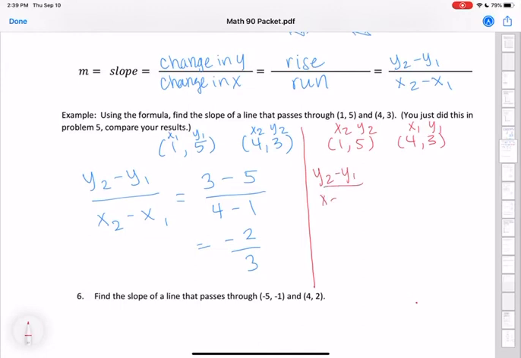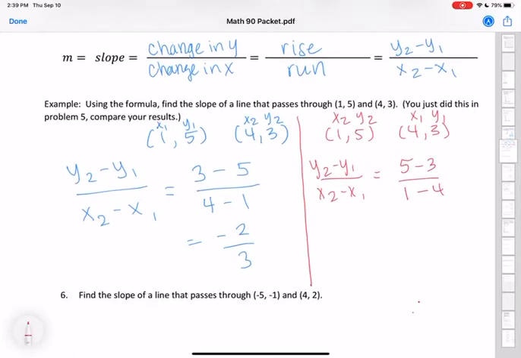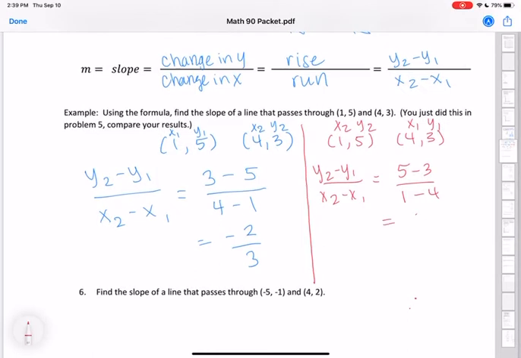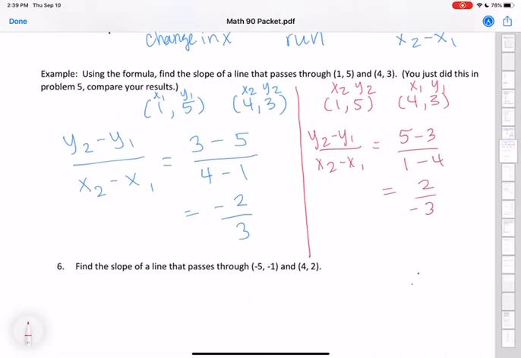So I'm rewriting the formula. Now I said that my y2 is 5 minus my y1 is 3. x2 now I said is 1 minus 4. 5 minus 3 is 2 over 1 minus 4 is negative 3. And that negative, I don't know if you know this, but that negative can be up top, he can be on the bottom, he can be up front. Every single one of those is equivalent. They're exactly the same. Okay, so we did get the same answer.